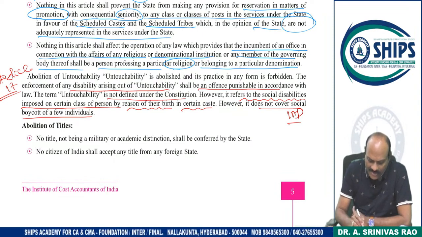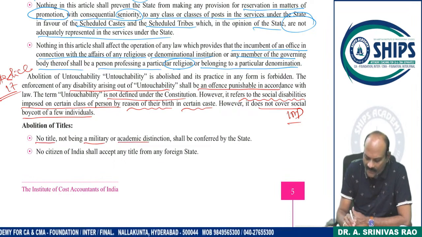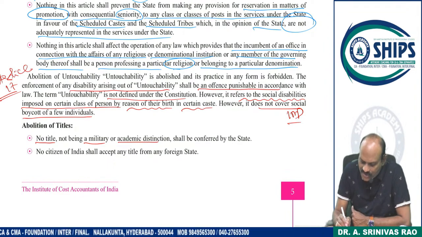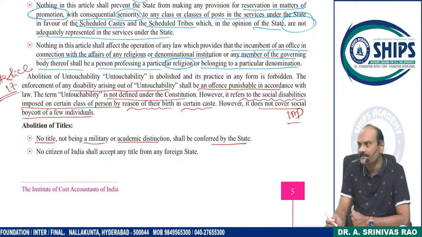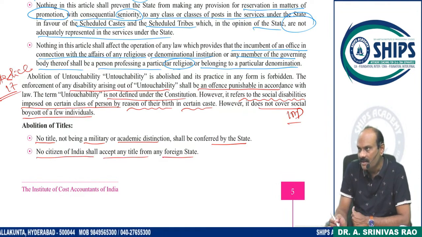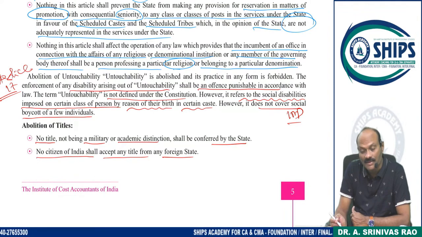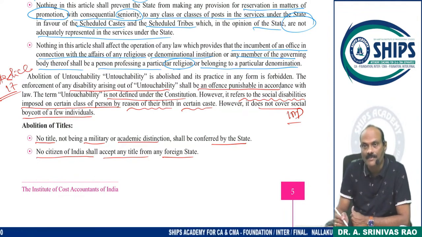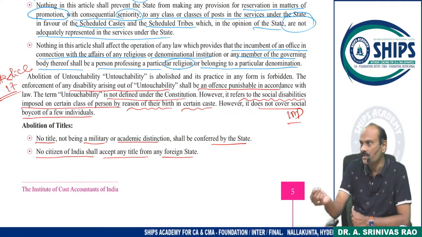In addition to that, there is abolition of titles: no title, not being a military title or academic distinction, shall be conferred by the state. And the other one is, no citizen of India shall accept any title from a foreign state. For example, you are a citizen of India, and the government of the UK wants to give you a title. Can you accept it? No. And vice versa. If you want to accept the title, take permission from the government of India. If the government permits, you can accept it.